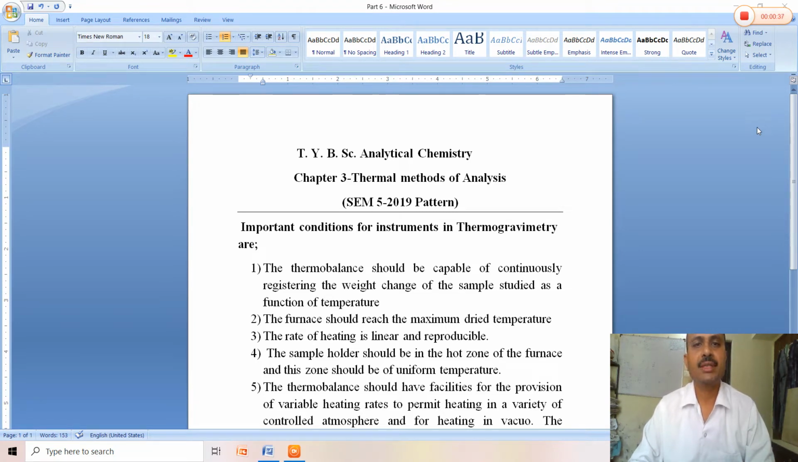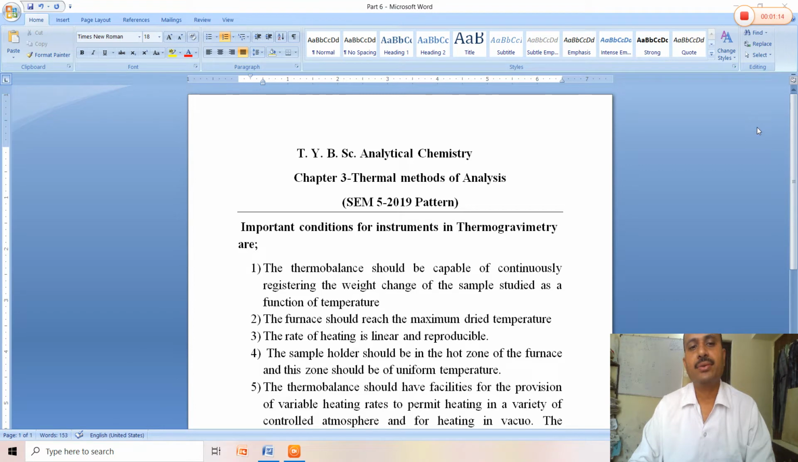Now, what are the basic conditions for the instrument in thermogravimetry that are related to this video? Thermal methods of analysis are nothing but a group of techniques in which a physical property of the analyte, or the sample, is recorded as a function of temperature or time. That is the basic definition of thermal methods of analysis. These methods consist of DTA, DSC, and TGA, that is thermogravimetric analysis.